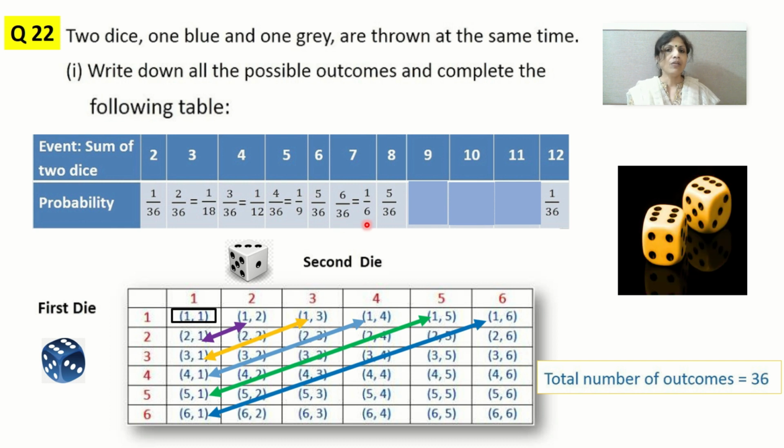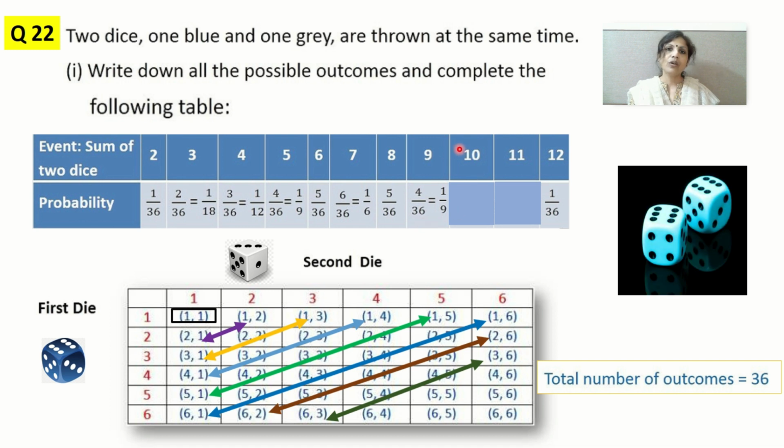Then sum of the numbers on the dice is equal to 8. That's already given to us, so we will not find that. Next is, sum of the numbers on the two dice is equal to 9. So this green line, if you see all these favorable outcomes, if you add the numbers on the top of the two dice, addition is 9, and so the probability is 4 upon 36, and that is 1 upon 9.